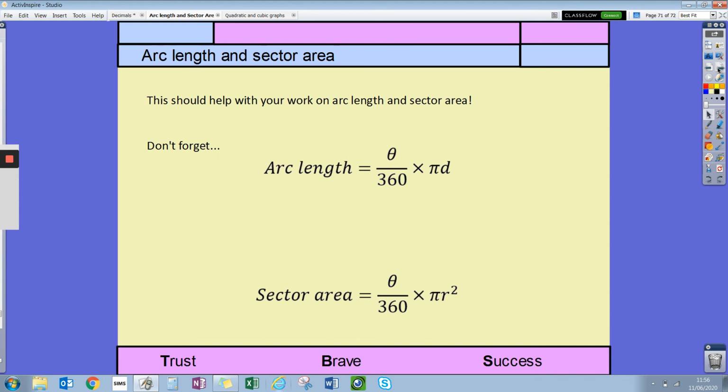This should help you with the work that's been set on arc length and sector area. And don't forget, the arc length formula is the angle over 360 times pi times diameter, and the sector area formula is the angle over 360 times pi times the radius squared.